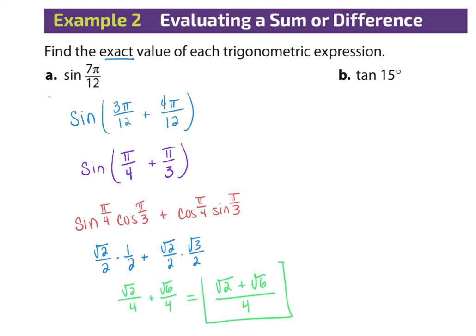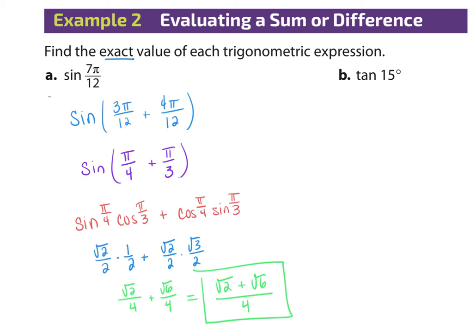That's actually my answer. That is the exact value. I can't reduce it anymore. If I could, I would, but I can't. There's no way to reduce that. That is my answer, square root of 2 plus square root of 6 over 4. But you'll see that repetitively with positives and negatives because of where you are on the unit circle.